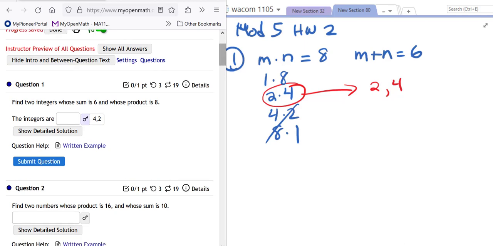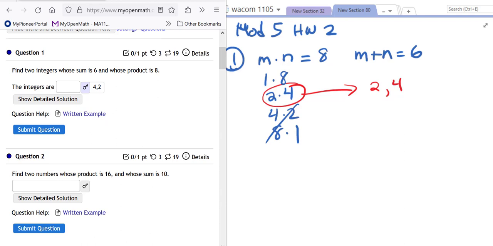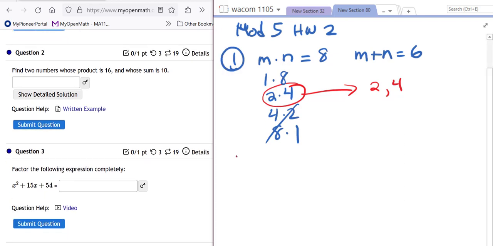All right, so let's try another one. And this one, switch the words around. You really have to find the list that multiplies first before you find the sum. All right, so this one, same kind of question. We want two numbers whose product, so they're going to multiply to give 16, and their sum equals 10.